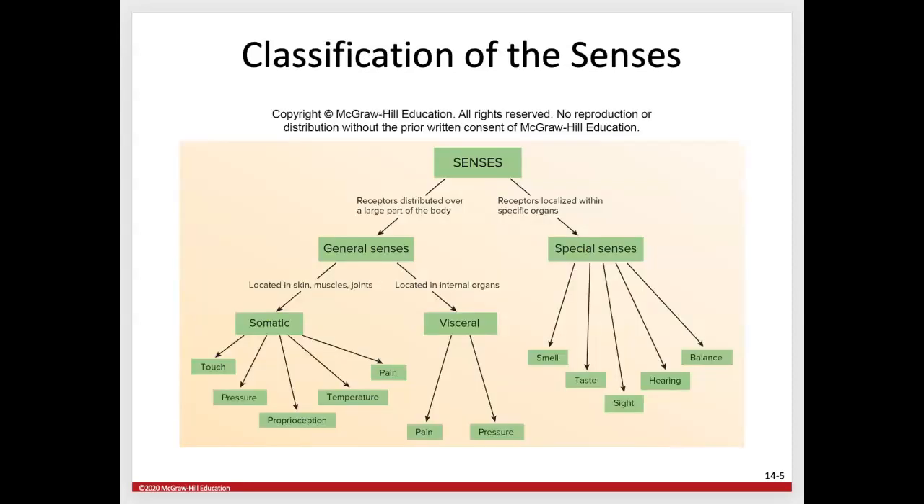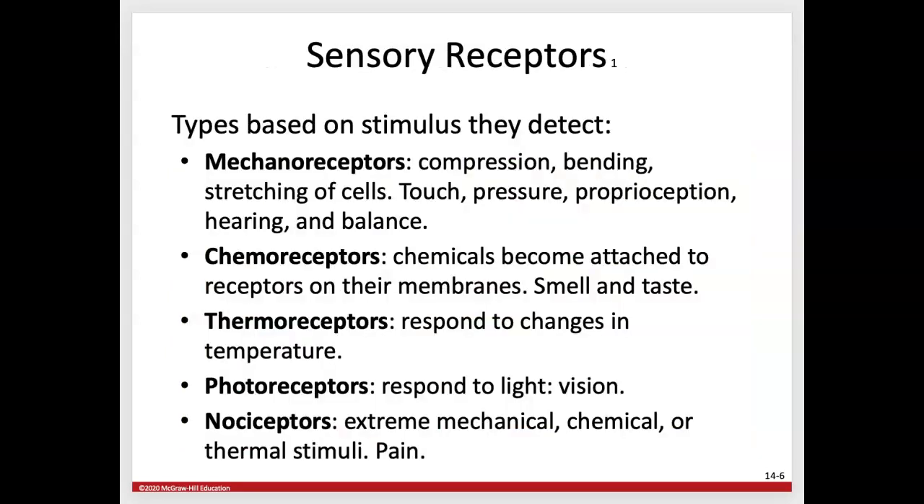So this is just a picture showing a classification of senses. I'm not going to necessarily test you on this. I just think it's interesting to look at, and it's nice to be able to put general senses in a category and special senses separately.